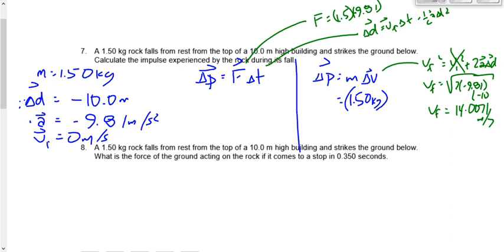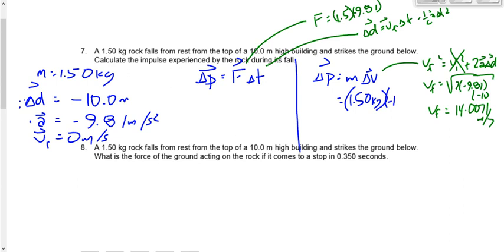Anybody do EI equals EF, like mgh equals 1/2 mv squared? It's fine too. You remember that from Physics 20? That would be fine as well. You could do 14 as well. So my final speed is 14.0071 meters per second. What's my final velocity? If the speed is 14, the velocity as it goes downward is negative 14.